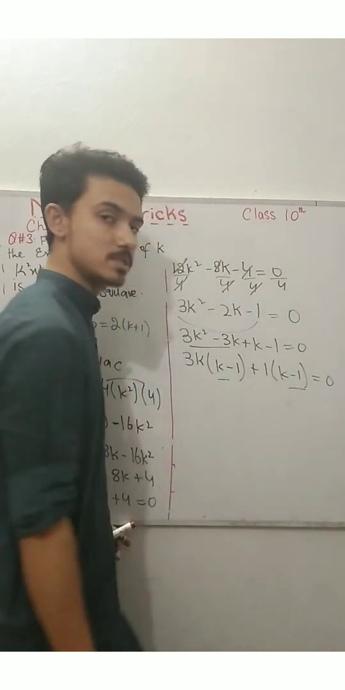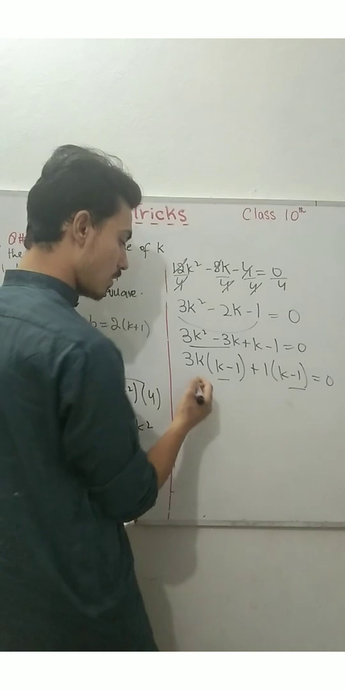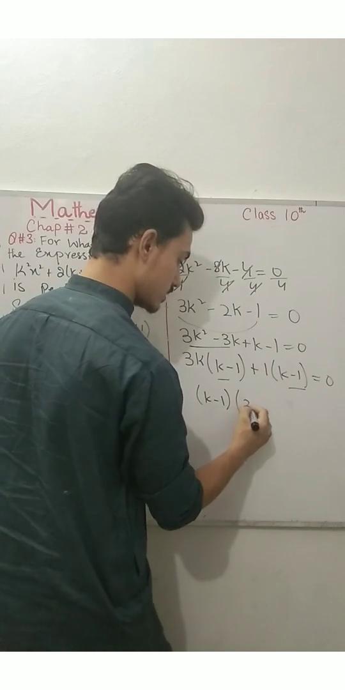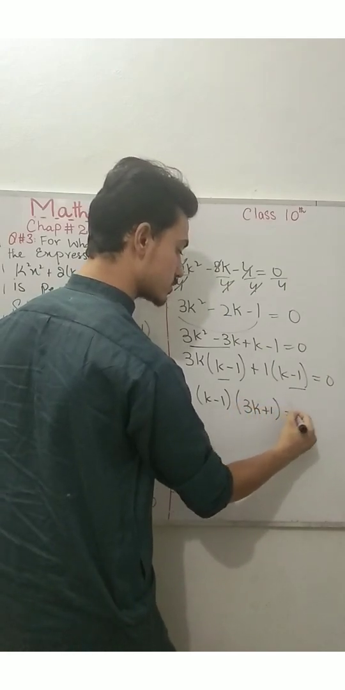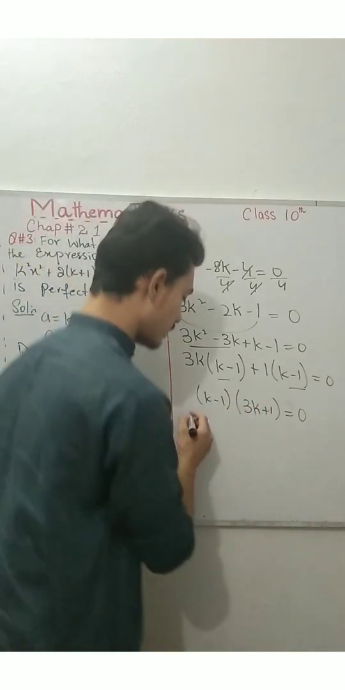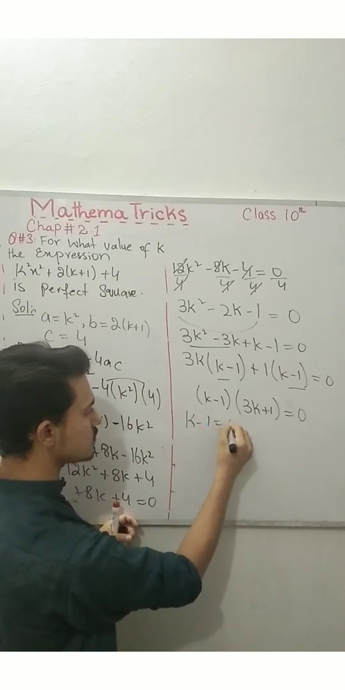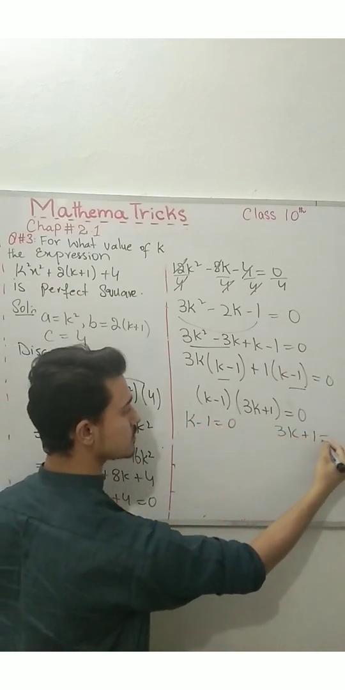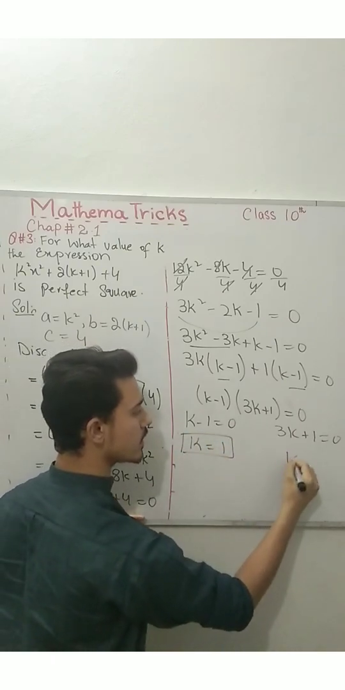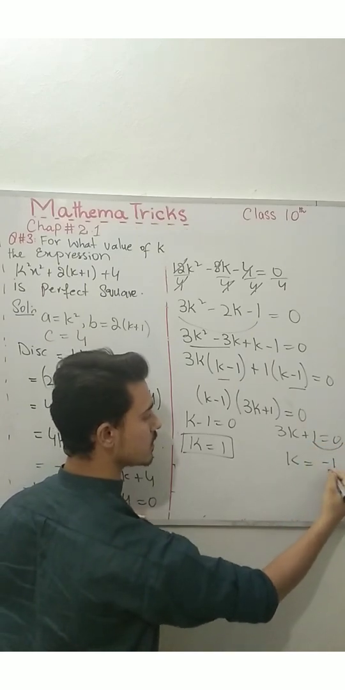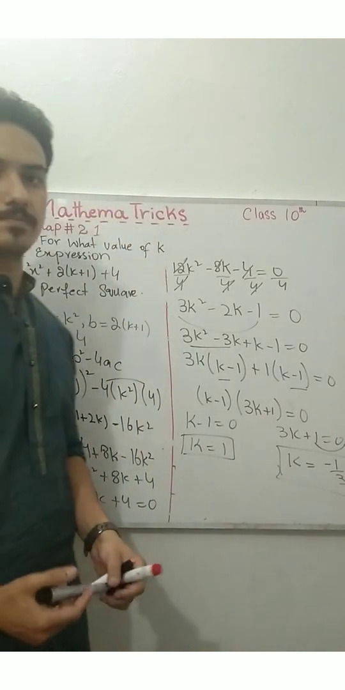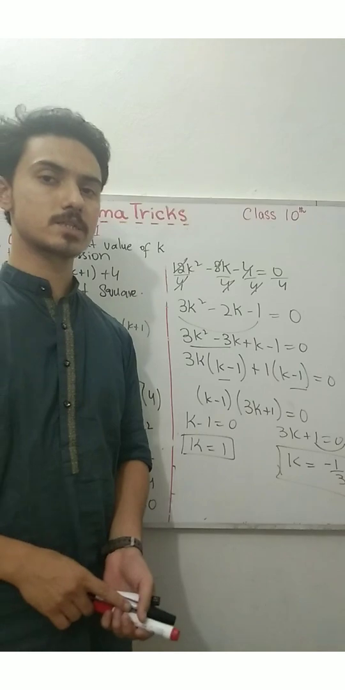Look, they both are the same, which means the factorization is perfect. What I have is k minus 1 as one factor, and 3k plus 1 as the other factor, equals 0. Let's find the value of k by dealing with these factors separately. k minus 1 equals 0, and 3k plus 1 equals 0. I got k equals positive 1, and k equals minus 1 over 3. So these are the values of k. Question complete. Let's move towards the next question.